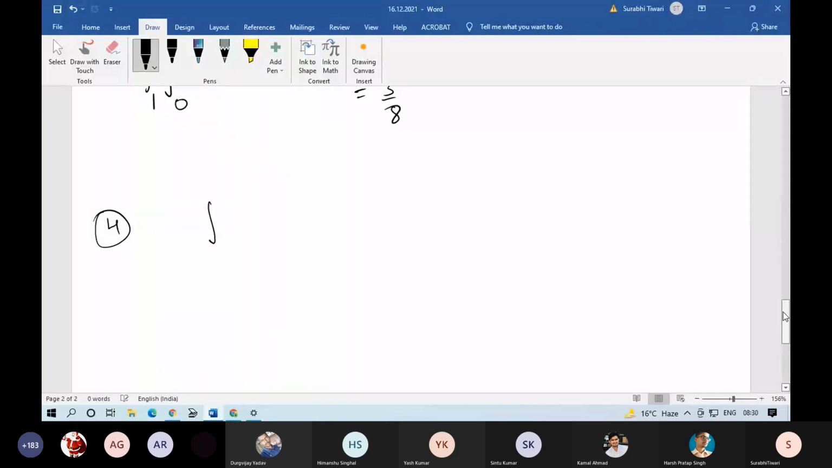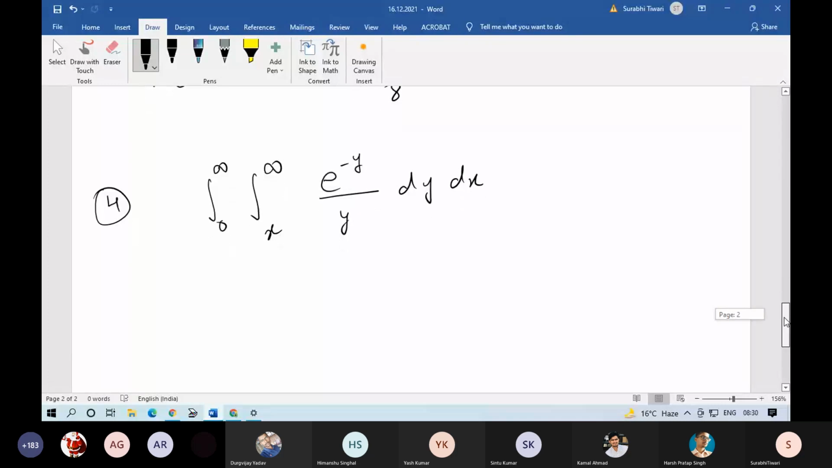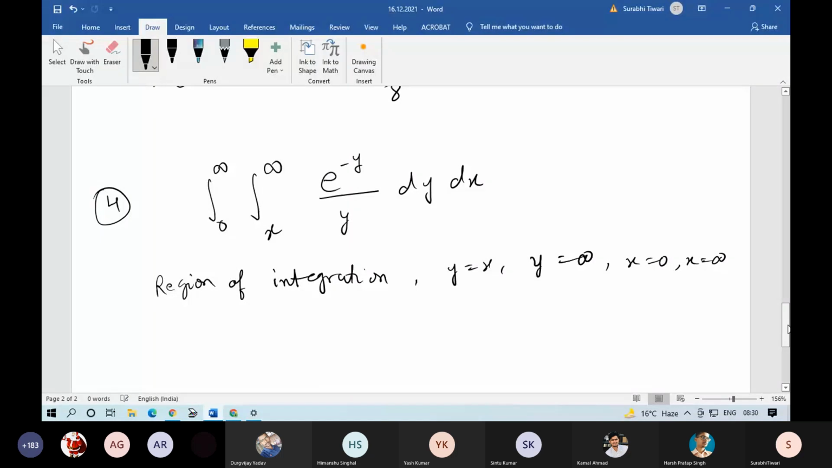Now you have to evaluate 0 to infinity and x to infinity e raised to the power of minus y upon y dy dx by changing the order of integration. Now here the region of integration will be, now y is written first, so these are the limits of y. y is equal to x, y is equal to infinity, x is equal to 0 and x is equal to infinity. So plot this.